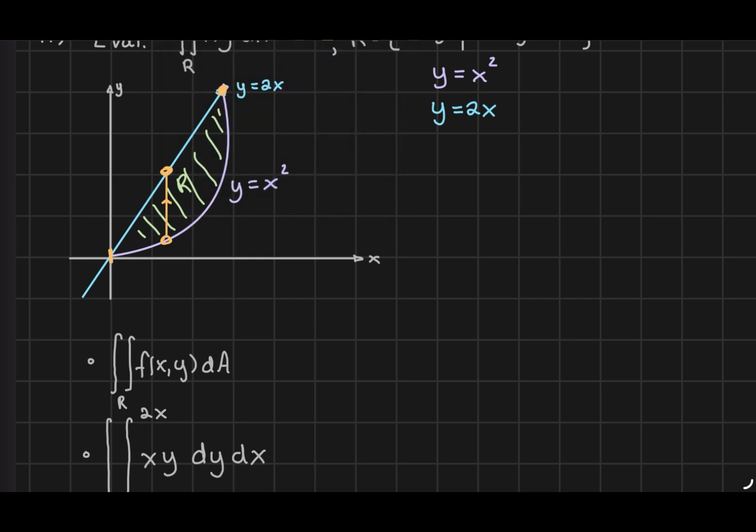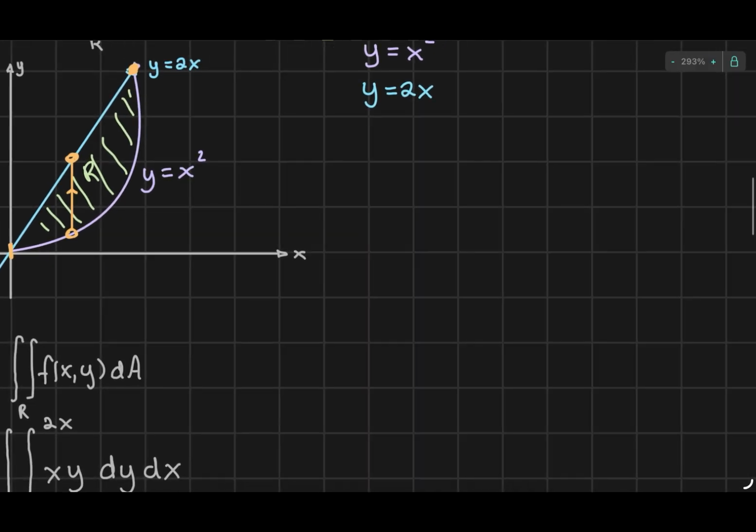We're going to have to solve for this. So we have y is equal to 2x and y is equal to x squared. Well, what x value are our y's equal? We're just going to set our functions equal to each other. So we're going to have 2x is equal to x squared. Let's label this x bounds.